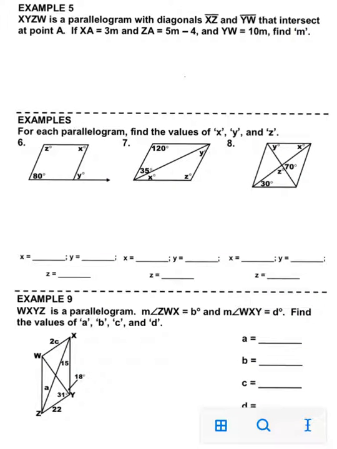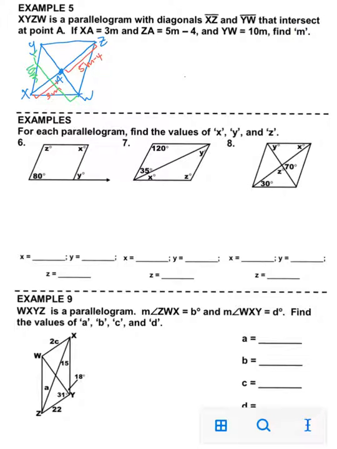Alright, example 5, we have X, Y, Z, W. So I just drew my figure. So we know it's a parallelogram, and it says with diagonals XZ and YW. And it's saying that they're intersecting. So remember, intersect just means where they touch. So they're touching at point A. And we're told that XA is 3M. AZ or ZA is 5M minus 4. And lastly, that YW is 10M, and we're asked to find M.